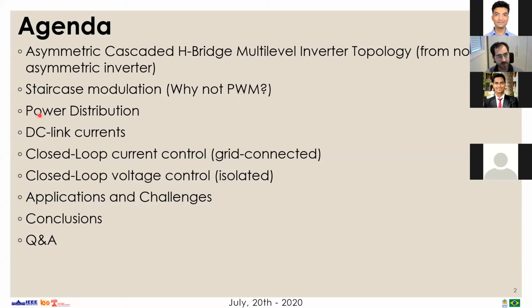Later we see a little bit about the power distribution and try to understand how the power is distributed within the topology. Let's take a fast look at the DC link currents. Then we go to the control section, where we see a current control and voltage control for grid connected mode and isolated mode respectively. Then I'll talk a little bit about applications and challenges, of course, from my point of view.